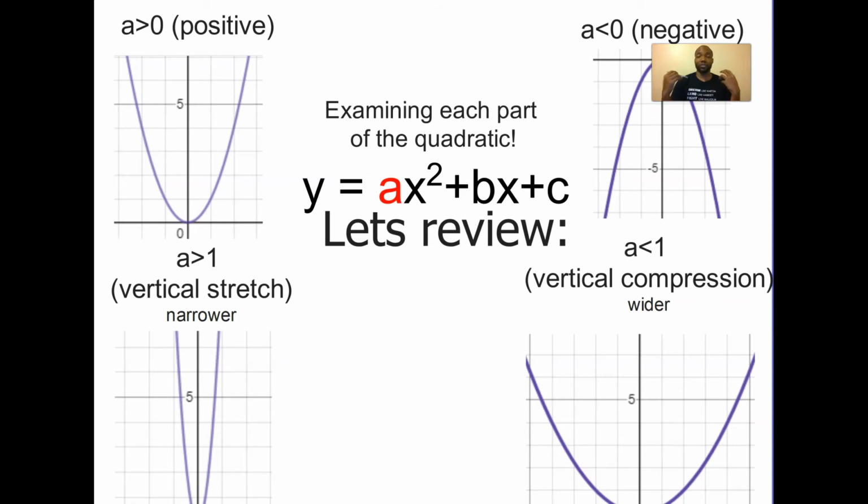A does what? When A is greater than 0 or positive, it opens up. When A is negative, less than 0, it opens down. When A becomes greater than 1, it becomes a vertical stretch, which means it becomes more narrow. When A is less than 1, we have a vertical compression, and I know it's cut off at the end because I didn't realize I had it way down there. It means it's a compression because A is becoming less than 1.